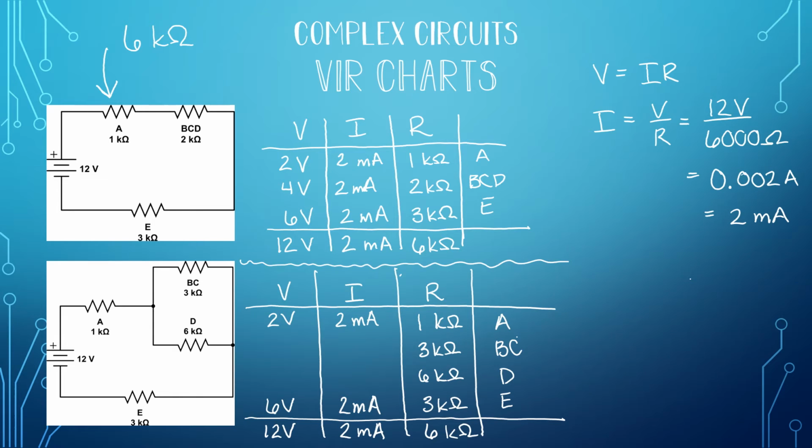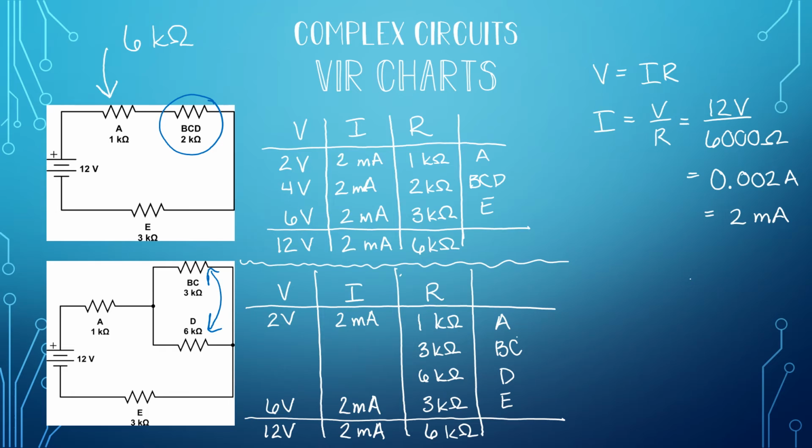But B, C, and D were combined in my previous diagram. When I look at this newest diagram, I see that these two resistors right here are in parallel with each other. And that's what I did. In that previous video, I said B, C, and D were in parallel, and I combined them to create BCD. Since they are in parallel, we know that they're going to have the same voltage.